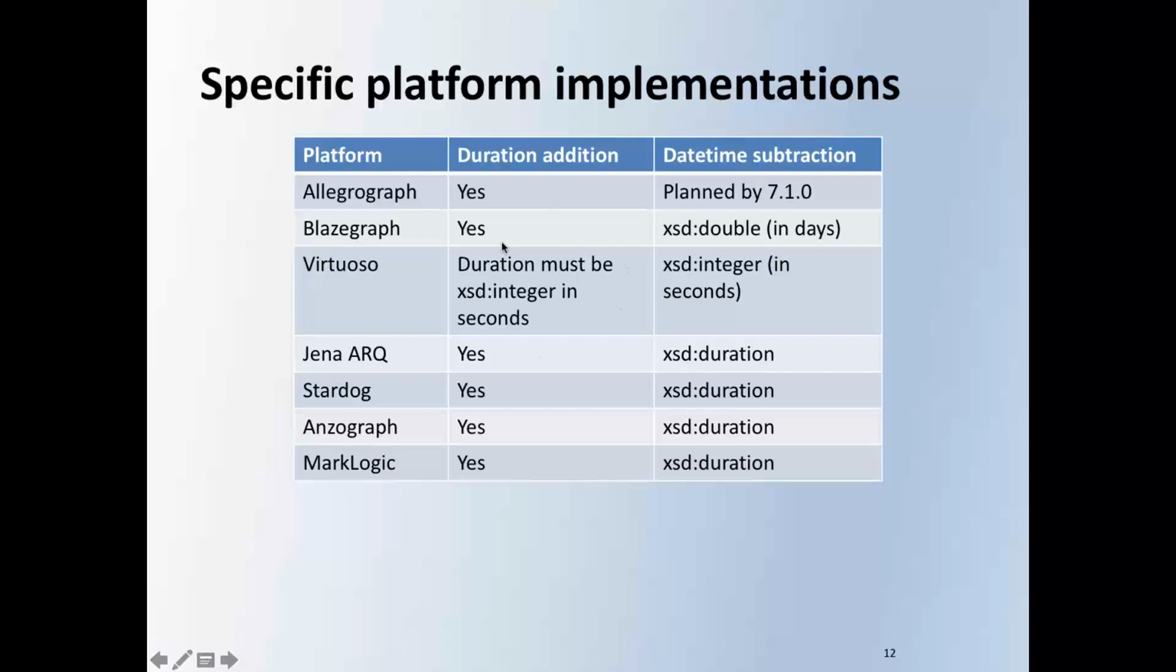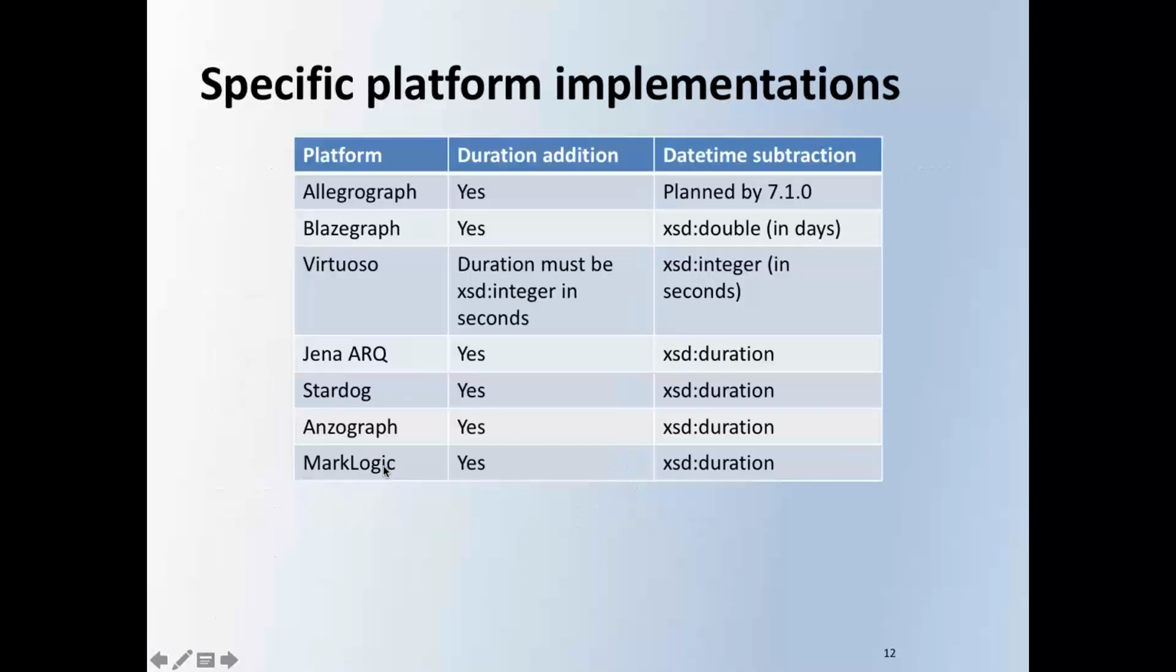So we get a little bit of variation there. Jena does this really straightforwardly. You take one datetime, add a duration, get another datetime, subtract one datetime from another, and you get a duration. So it works the same way in both ways. Stardog and Anzograph also do the same thing as far as I can tell.